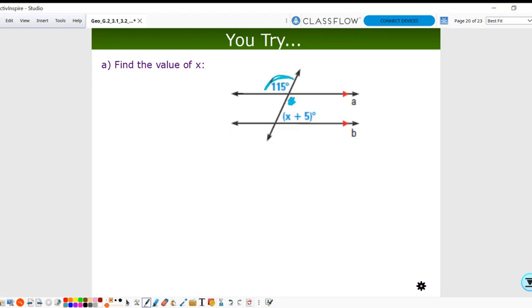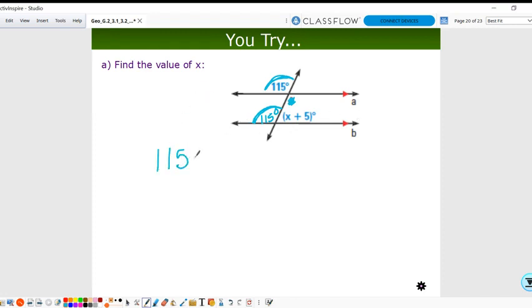This angle up here, 115, is going to be congruent to this angle here because they are corresponding angles. So I'm going to put 115 in here. If I know that's 115, then this angle of 115 and this one of x plus 5 will equal 180 because they are a linear pair.